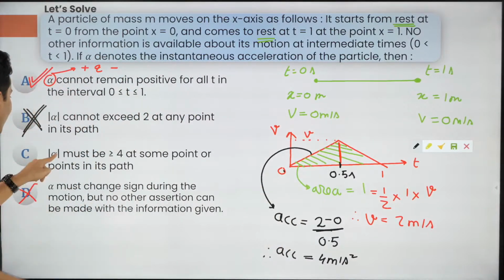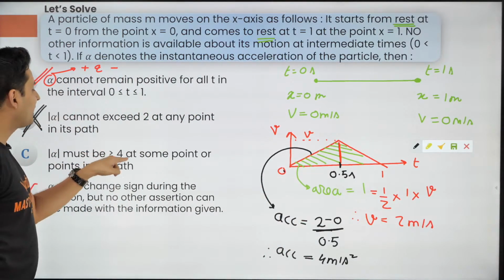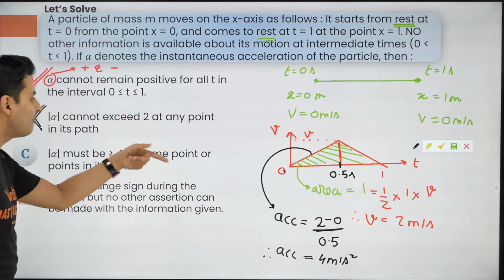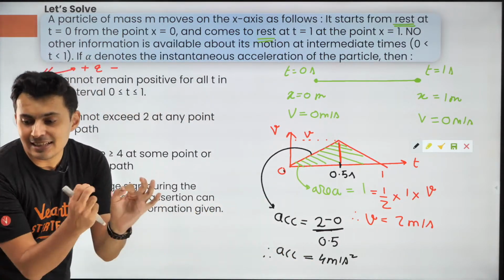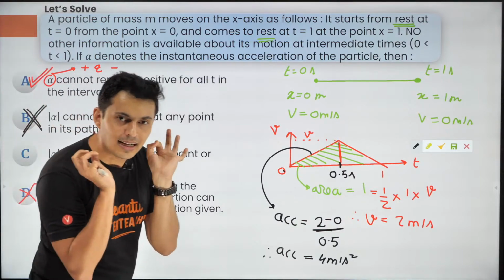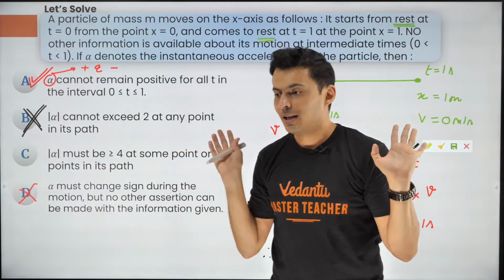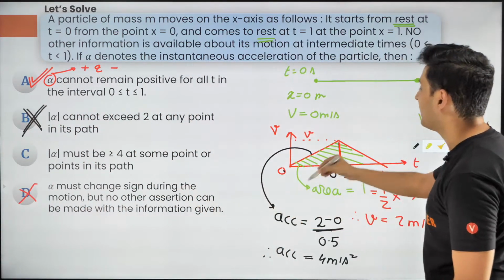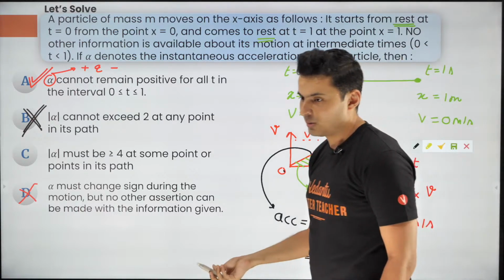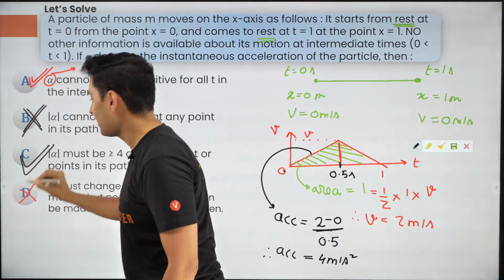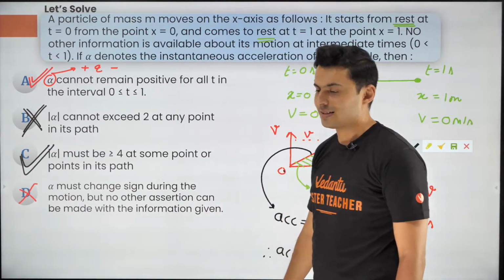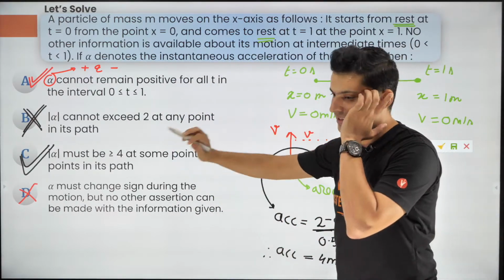Very simple way. And alpha must be more than or equal to 4 at some point or some points in the path. Do you see alpha is 4 at least? You can see that. So there are situations where alpha can be more than 4 also. Obviously. So hence option C is correct. Yes, that is how it goes. So A and C, there you go.